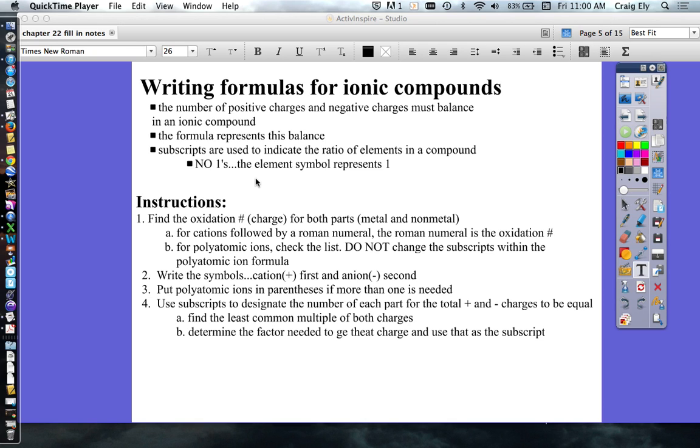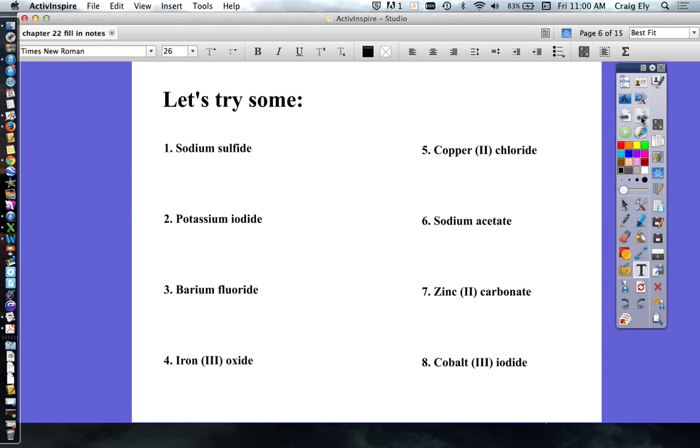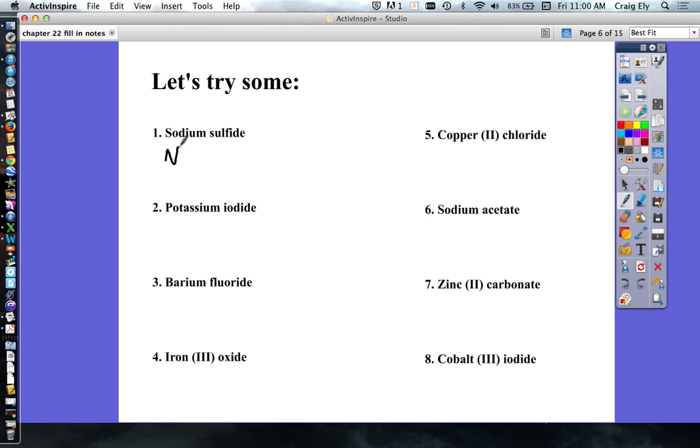All right, so let's try a few and see how it goes. Let's look at sodium sulfide first. Sodium, of course, is Na. So we have Na, sulfide. Remember, sulfide is the same thing as sulfur, just in our compounds we change the end of the name to "ide." So don't get confused by that. Sulfide, same thing as sulfur. Okay, so we have sulfur.